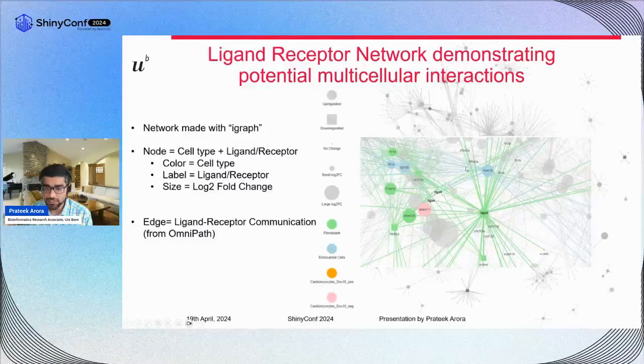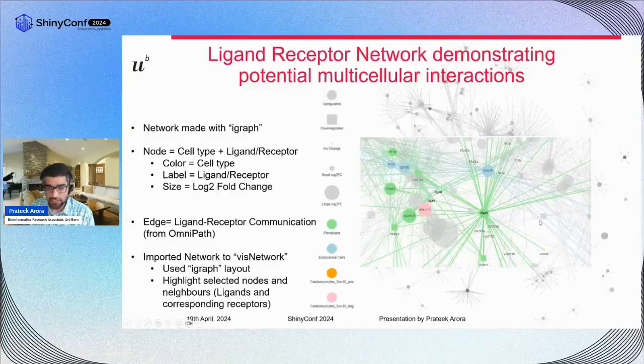The edges of each of these nodes are represented by the ligand-receptor communication, which we got from the OmniPath database. The following was imported into the visNetwork library, and we used the layout from igraph to keep it constant throughout, with a set seed. We allowed highlighting of the various nodes for visualization of the neighbors that are together. A neighbor here means that if it's a ligand node, all the receptors will be highlighted, and if it's a receptor node, all the ligands will be highlighted.